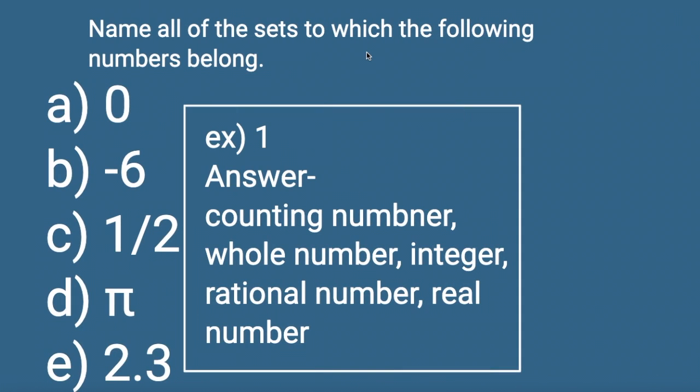Now let's do some examples. Let's name all the sets to which the following numbers belong. For example, 1: the answer would be counting numbers, whole numbers, integers, rational numbers, real numbers. If you want, you can pause the video, and if not, we're going to continue.